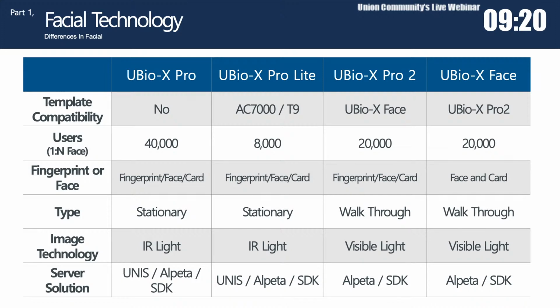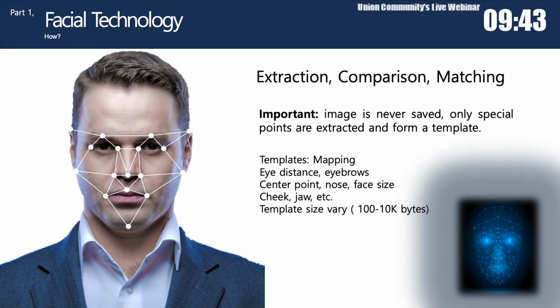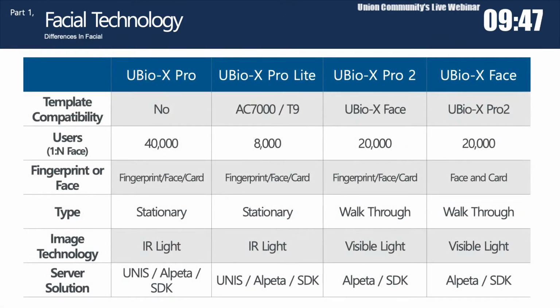And that brings up the next point of image technology. Pro Lite focuses mainly on IR light. I would say about 75% of the detection capturing is based on IR light. And the Pro 2 and X Face is based on visible light. And just to give you a little, sorry, I'll go back to that slide again.